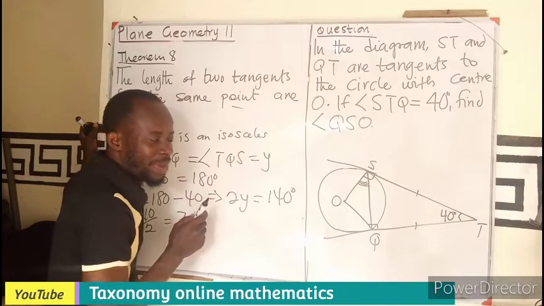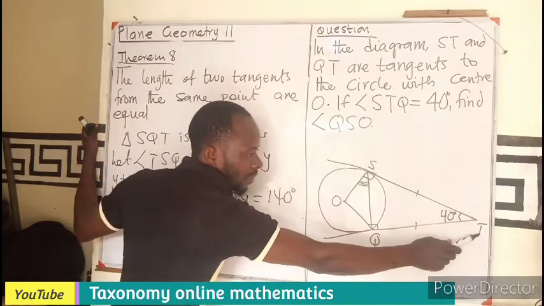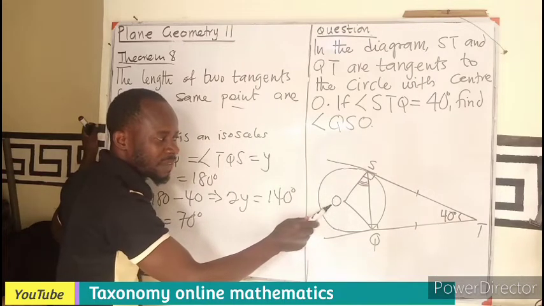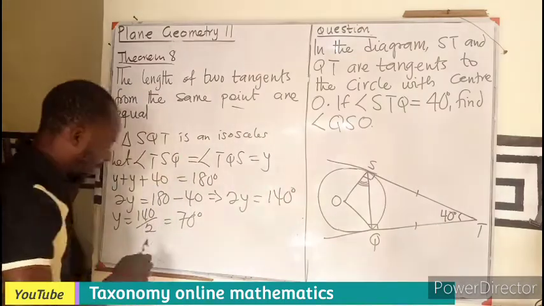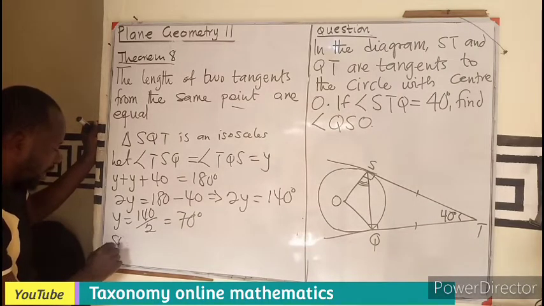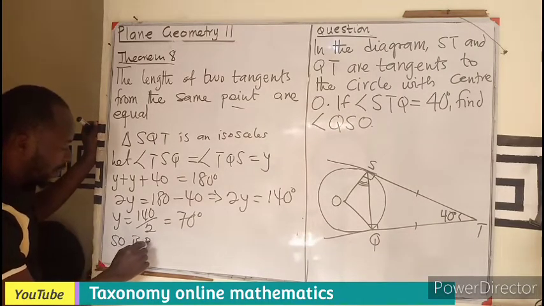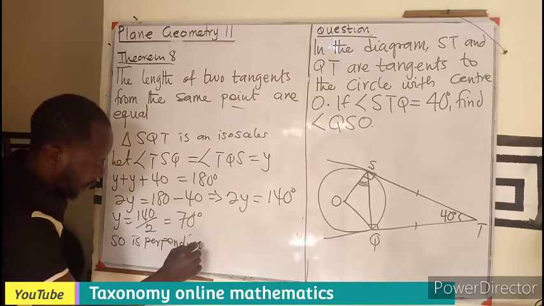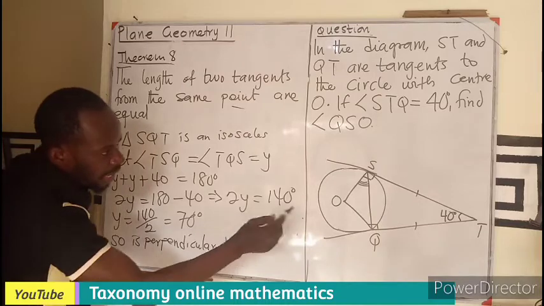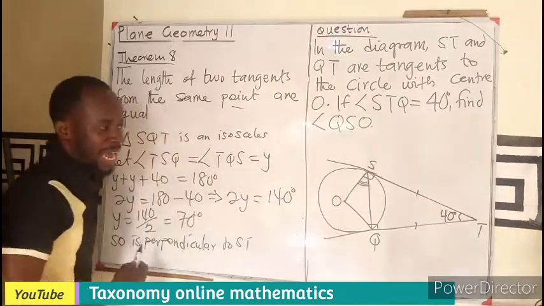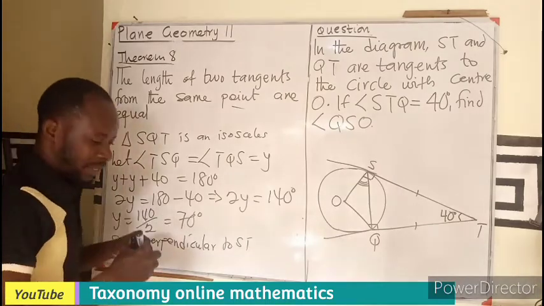But from the beginning we mentioned that the whole of the angle TSO is 90 degrees. So if that is 90, we can say that the line SO is perpendicular to the line ST, meaning the angle here is what? 90. So what do we do? We add.